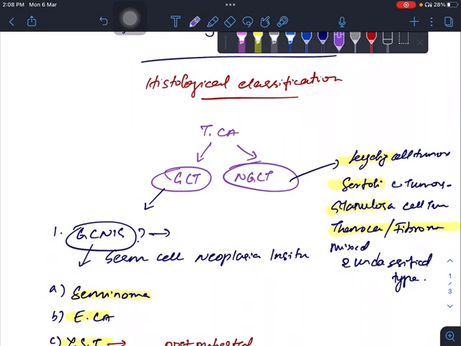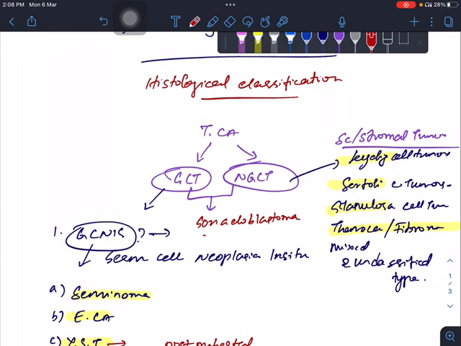So what is the tumor which contains both the germ cell and sex cord stromal elements? These tumors are also known as sex cord or stromal tumors. Which is the tumor which contains both these elements? Gonadoblastoma is the tumor which contains both these elements.